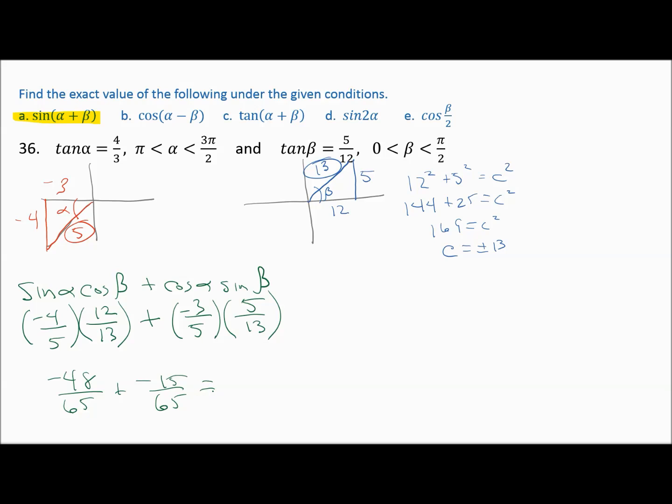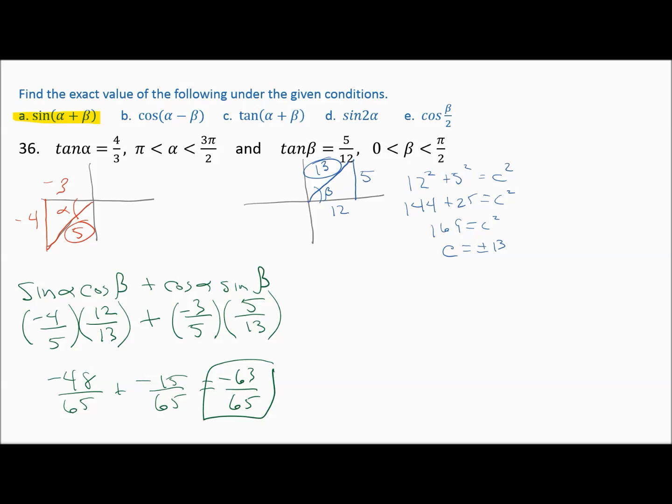I add a -48 and 15 together, and I get a -63 over 65. Okay? Alright, next problem.